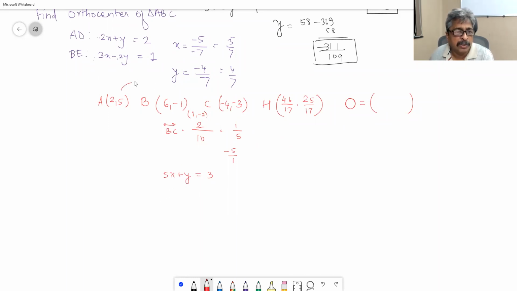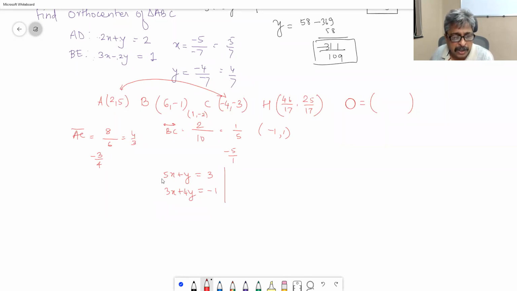Then you have to do the same with, say, AC. So the slope of AC: 5 - 3 is 8, 2 - (-4) is 6, which is 4/3. The perpendicular will be -3/4. Therefore, 3x + 4y. What is the midpoint of these two points? (-1, 1). 2 - 4 upon 2 is -1, 5 - 3 is 2, halved is 1. So 3x + 4y is equal to -3 + 4 = 1.